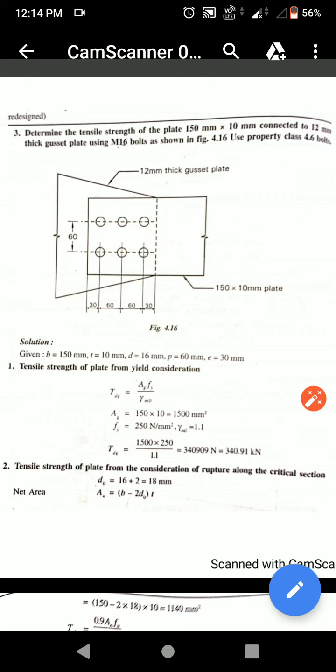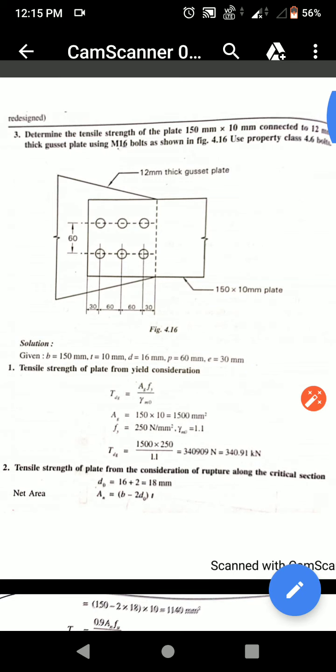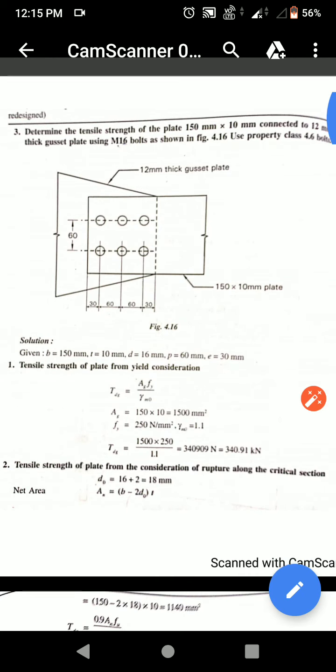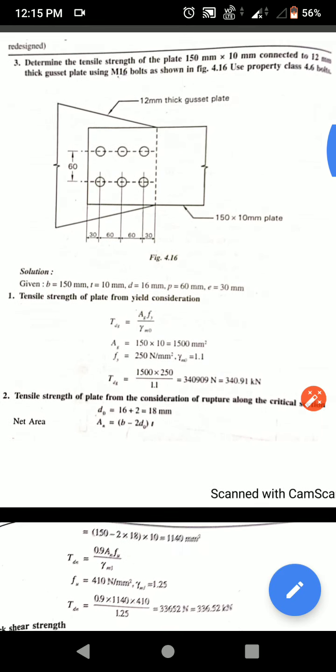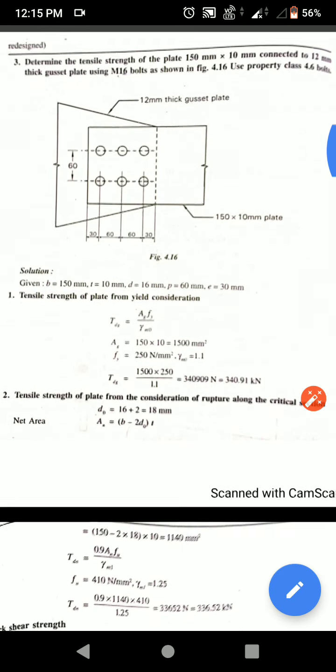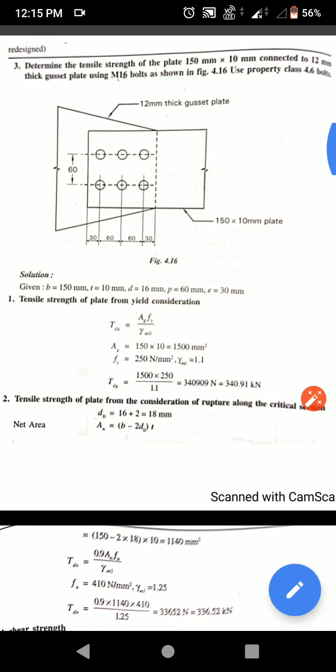The question is, determine the tensile strength of a plate 150 mm x 10 mm connected to a 12 mm thick gusset plate using M16 bolts as shown in the figure. Use property class 4.6. So the diagram is given. We have to find the tensile strength of the plate.